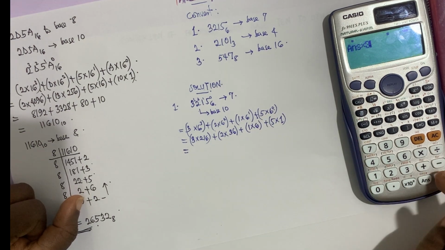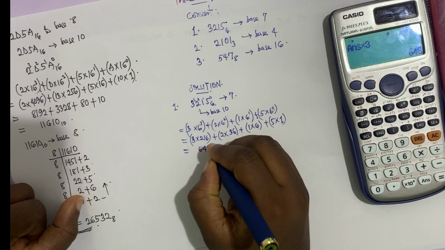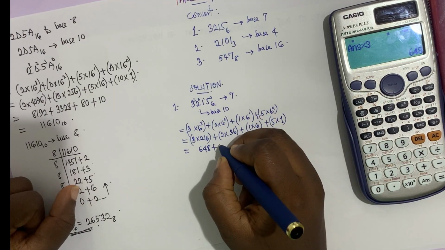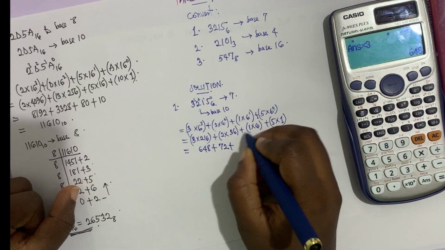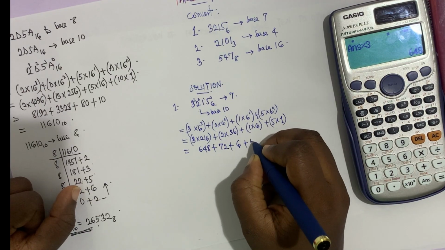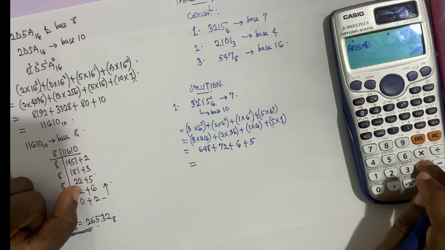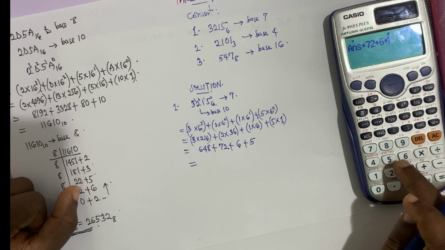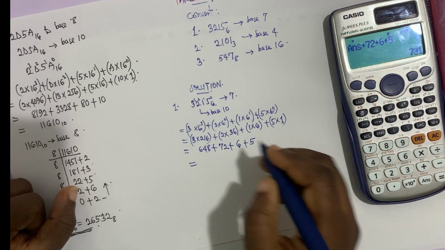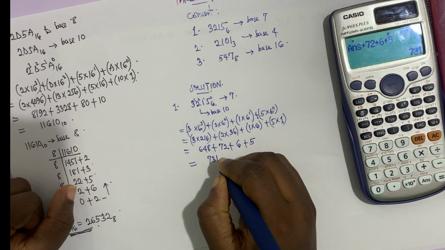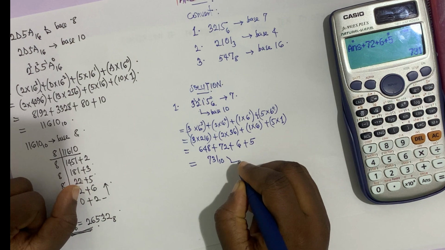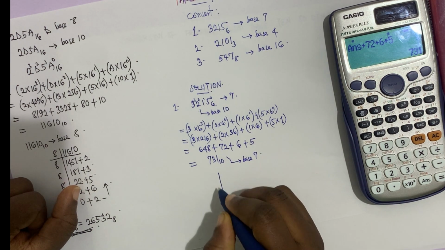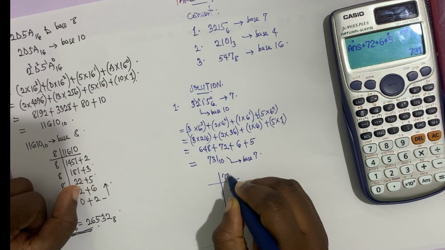So 216 times 3 gives us 648, plus 2 times 36 gives us 72, 6 times 1 gives us 6, and 5 times 1 gives us 5. All of this gives us 648 plus 72 plus 6 plus 5, which is 731 base 10. So we need to convert this to base 7 by dividing continuously by 7.